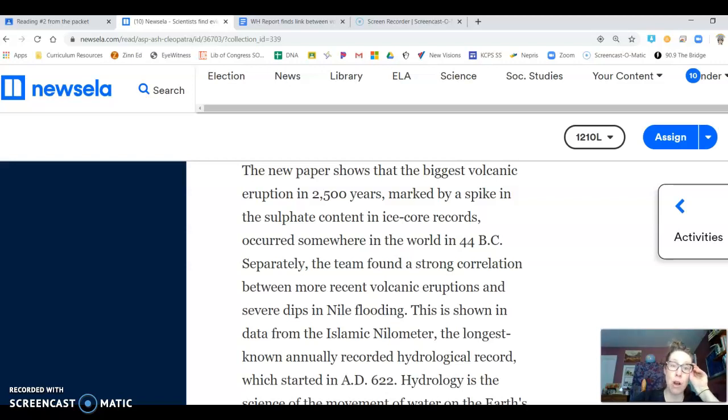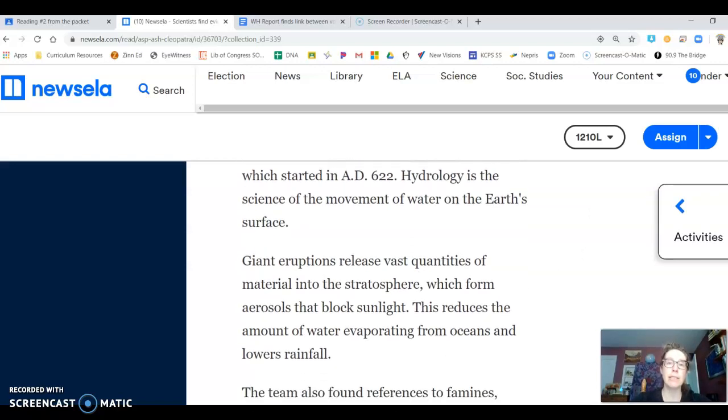Separately, the team found a strong correlation between the more recent volcanic eruptions and severe dips in Nile flooding. This is shown in data from the Islamic nilometer, the longest known annually recorded hydrological record, which started in AD 622. Hydrology is the science of the movement of water on Earth's surface. Giant eruptions release vast quantities of material into the stratosphere, which form aerosols that block sunlight. This reduces the amount of water evaporating from oceans and lowers rainfall.